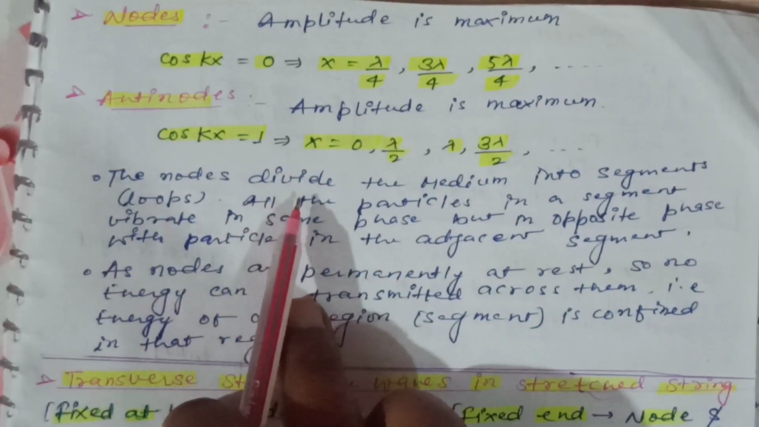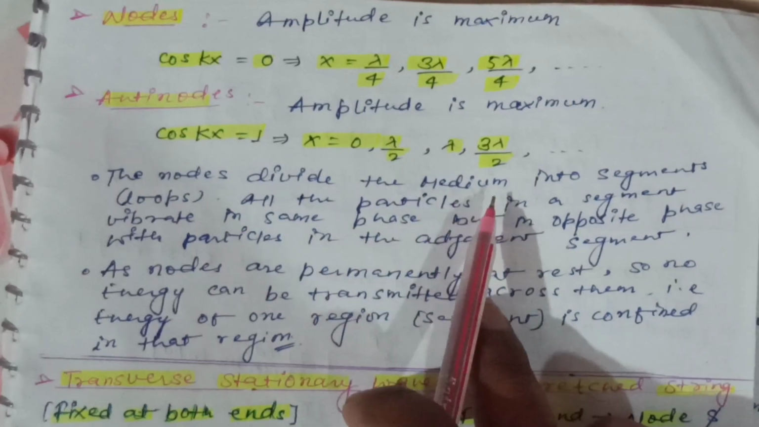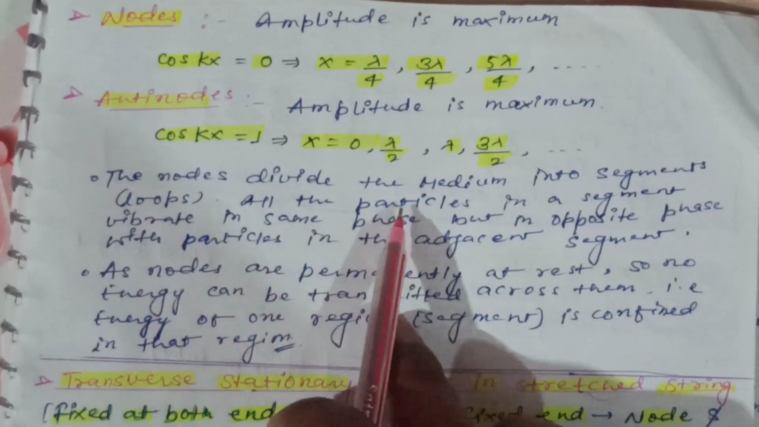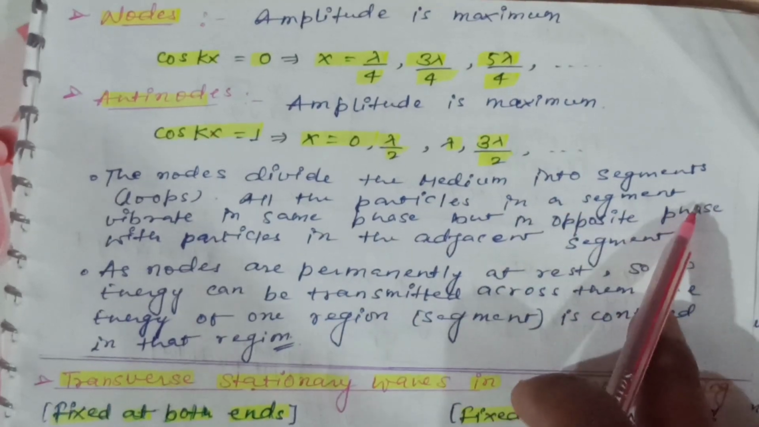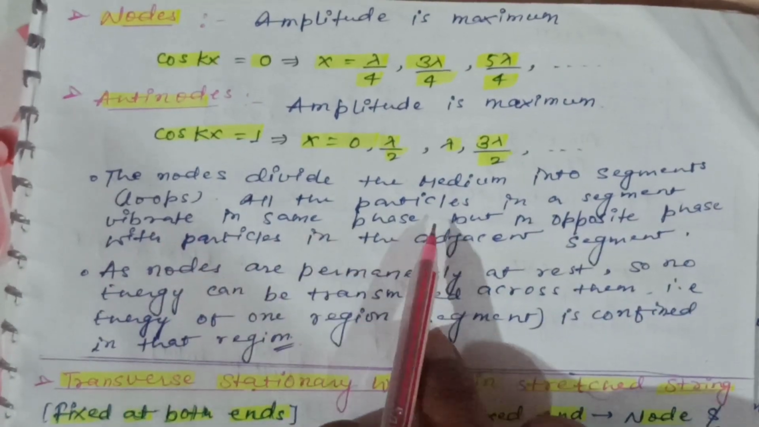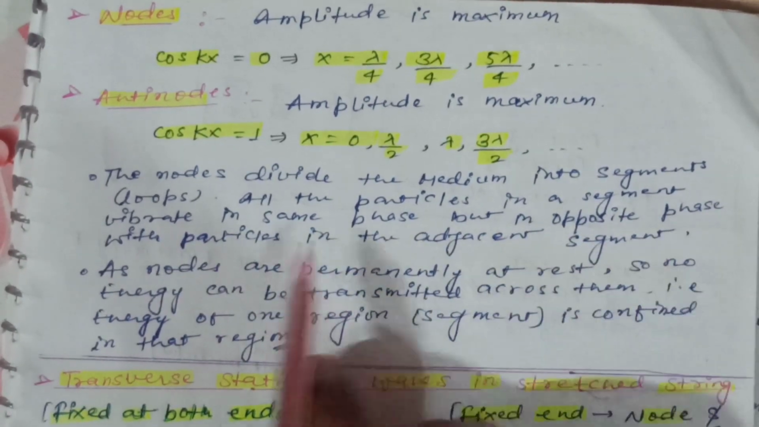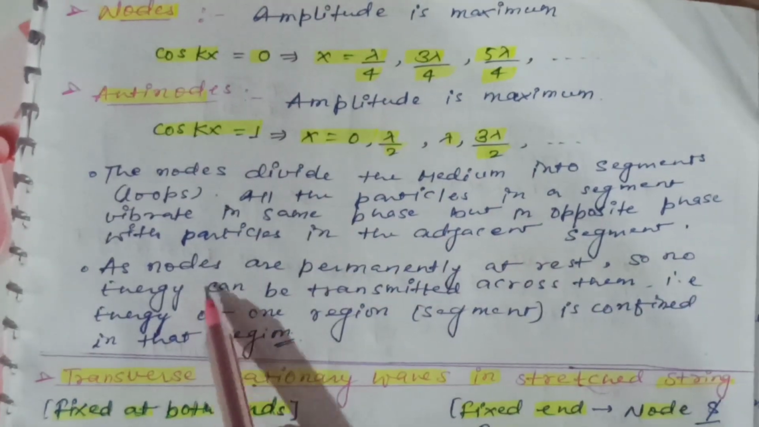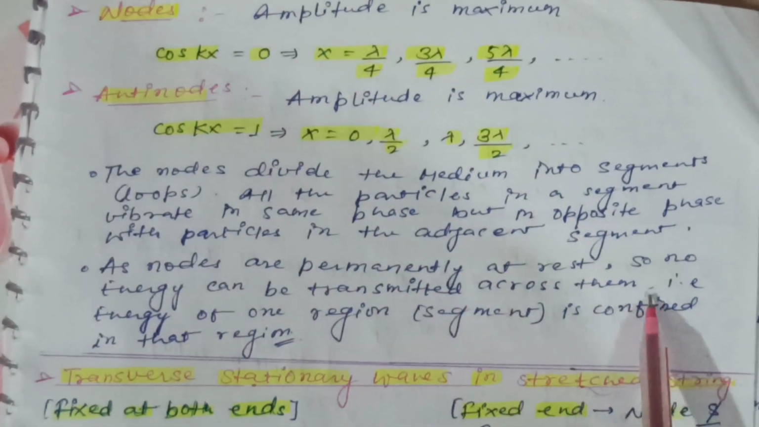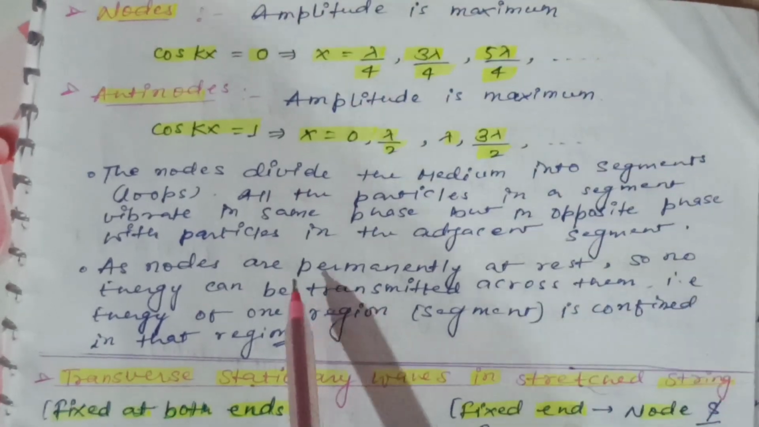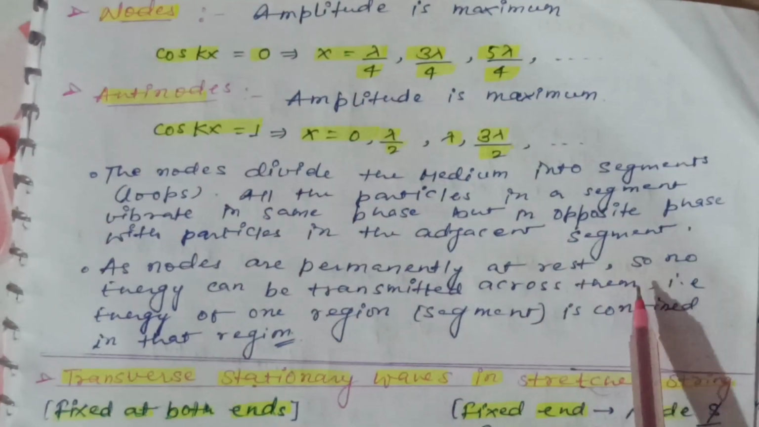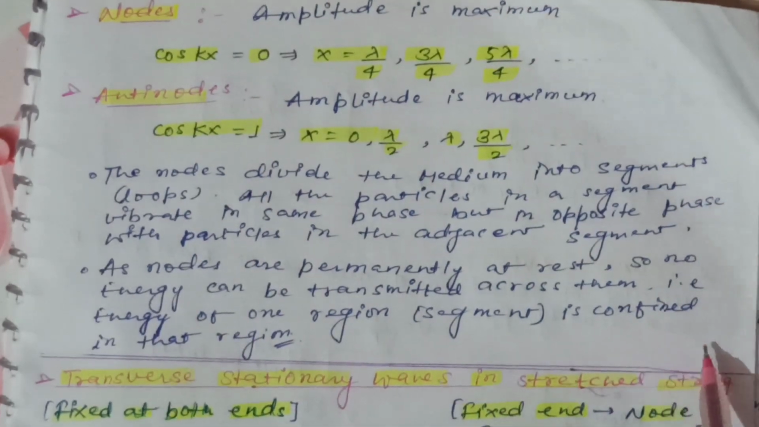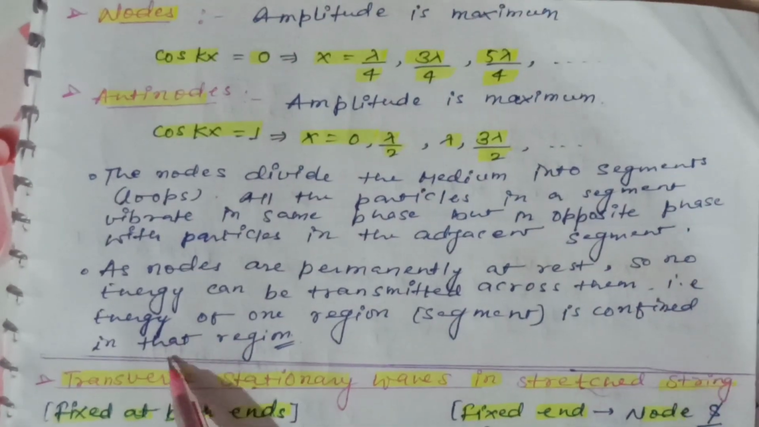The nodes divide the medium into segments or loops. All the particles in a segment vibrate in the same phase, but in opposite phase with particles in the adjacent segment. As nodes are permanently at rest, no energy can be transmitted across them. That is, the energy of one region or segment is confined in that region.